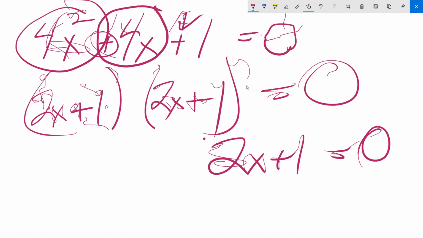It's just still 2x. Solve this equation for x. They want what x is in this equation. So you have to solve this for x. How do you solve that equation?